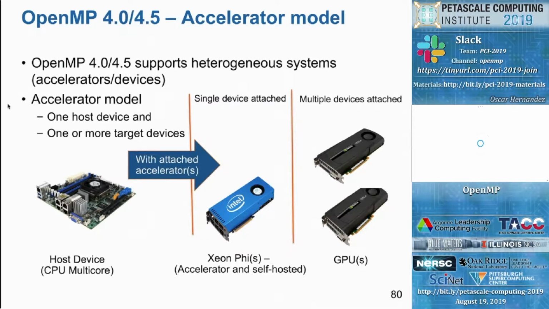OpenMP is designed to work so that you can have a host, which typically could be a multi-core architecture, and then you can have an accelerator or multiple accelerators. The whole idea is that the accelerator model can help you define the computations that you want to offload to these devices, and then you can use the directives to program them efficiently and coordinate not only the computations but also the data.